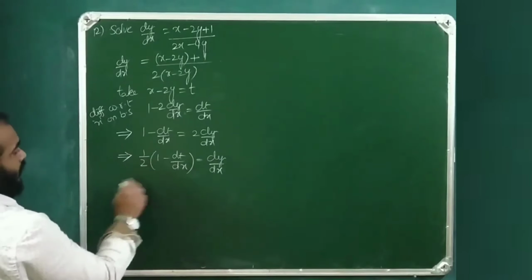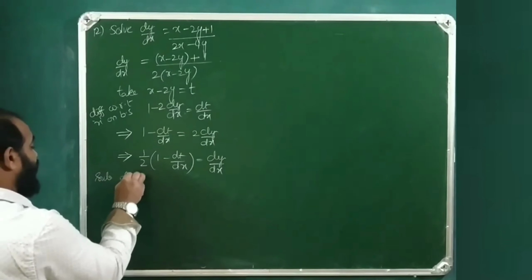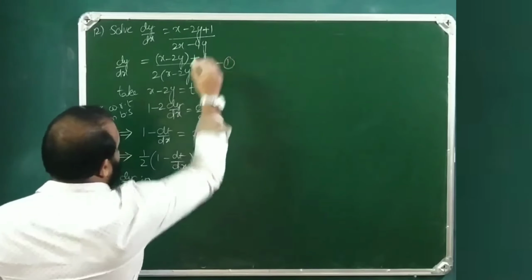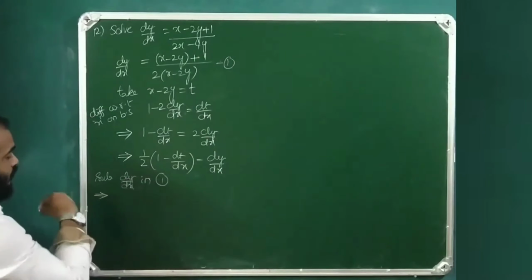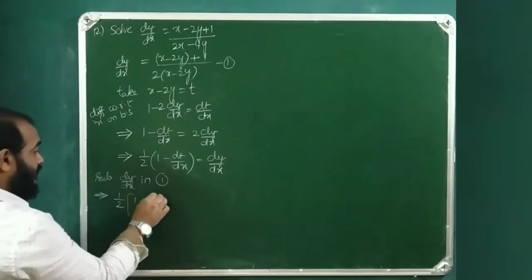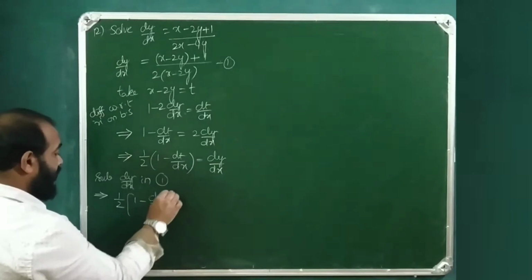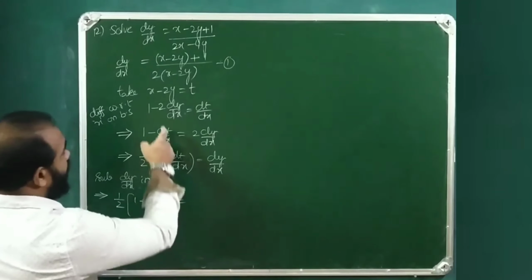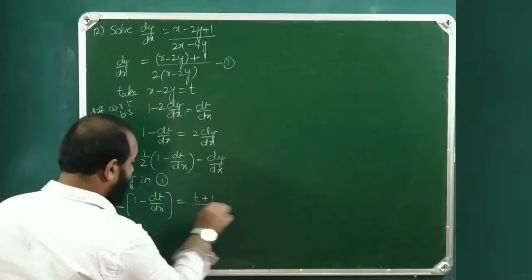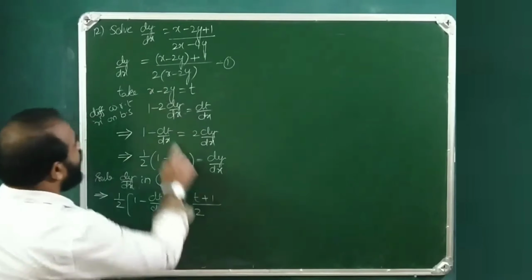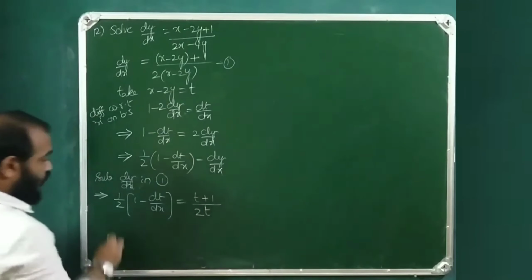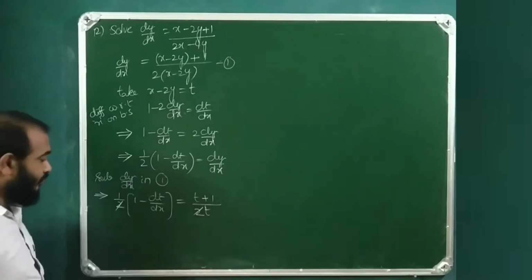Now substituting dy by dx in equation 1, we get 1 by 2 into 1 minus dt by dx equals, the value of x minus 2y is t, so t plus 1 by 2 into x minus 2y, which is 2t. So 2 on both the sides gets cancelled.